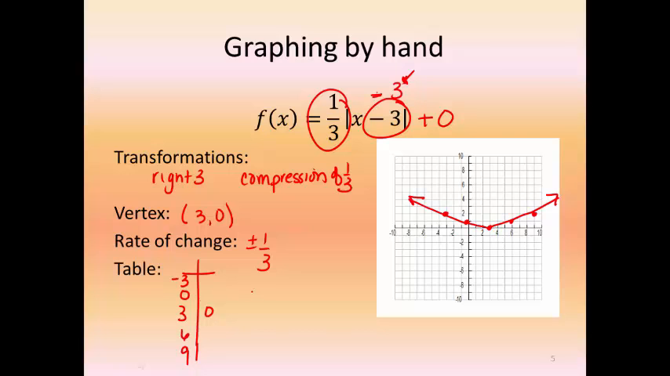If you're not certain about this being the correct graph, you can always verify your points. At 0, if you put a 0 in, 1/3 times the absolute value of 0 minus 3 is 1/3 times the absolute value of negative 3. That's a 1, and that's exactly where that point is right there. So the table isn't necessary, it's just used to help you.